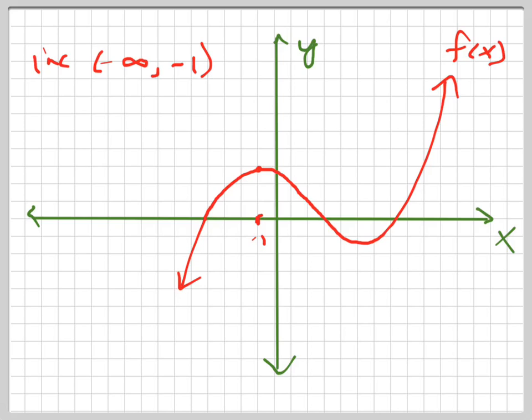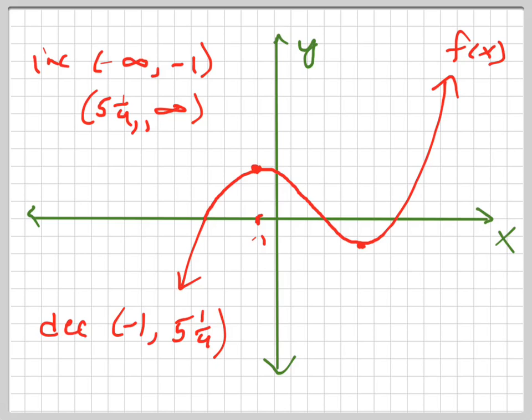And then again it increases from, let's say, 1, 2, 3, 4, 5 and a quarter, to positive infinity. That's where it's increasing. And then it's decreasing from this point, negative 1, to 5 and a quarter. Okay, so that's what's happening with the graph.